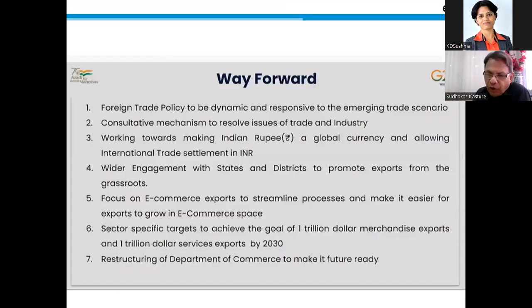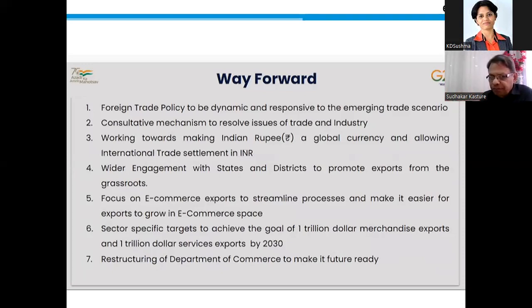Having understood the policy, the coverage of policy, the critical amendments of the policy, now we have to look at what is the way forward. What we are practically looking at is why the policy has been created. Policy has been created primarily for the purpose of extending our global footprint.